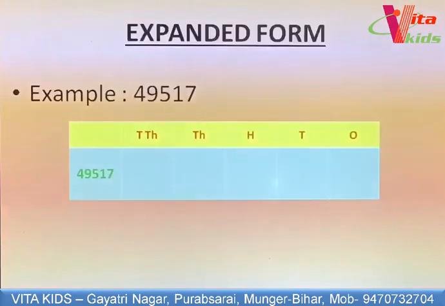Expanded form. Here I have taken an example, 49517. So first we'll put it in the place value chart. 7 will go in the ones place, 1 will go in the tens place, in hundreds we have 5, thousands place will be occupied by 9, and 4 will go into the 10,000s place. What does putting values in the place value chart mean? This means we have 4 10,000s, 9 1,000s, 5 hundreds, 1 ten and 7 ones.